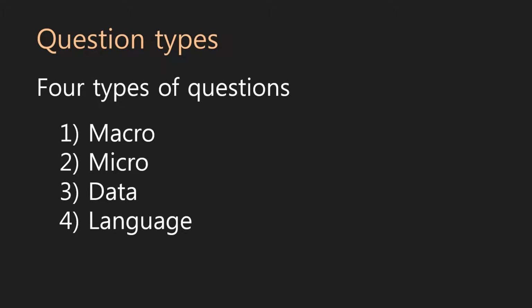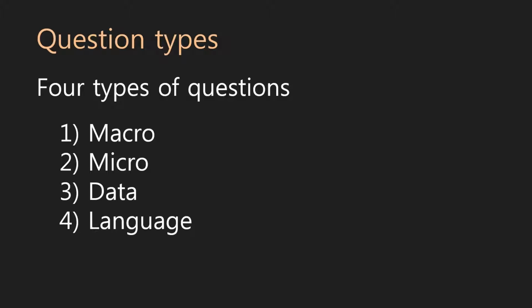Next, there are the types of questions. There are four types of questions: macro, micro, data, and language. Macro questions are things like main idea and logical structure. Micro questions are really about specific points, specific sentences, and what does this detail say? The data questions are based on the graphs and tables, and you need to know how to interpret that data and connect it to the passage. And finally, you have the language questions, which are the vocabulary and context and the rhetoric.